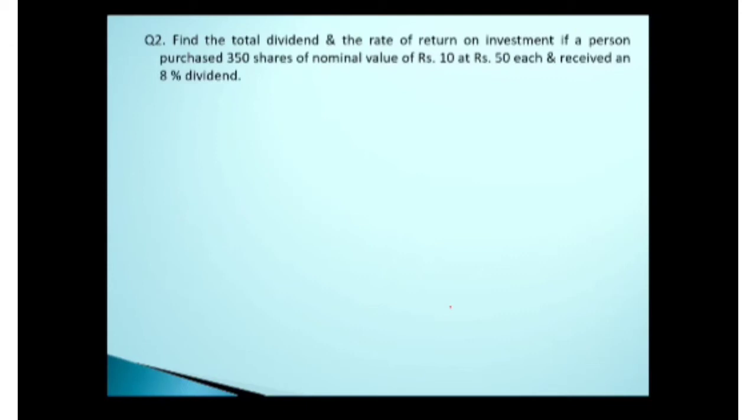So if a person purchases 350 shares, the number of shares from here you can make out as 350. Nominal value is nothing but your face value. So face value is rupees 10. The other value will be your market price, which is rupees 50. And the rate of dividend is given to be 8%. So this is your question.